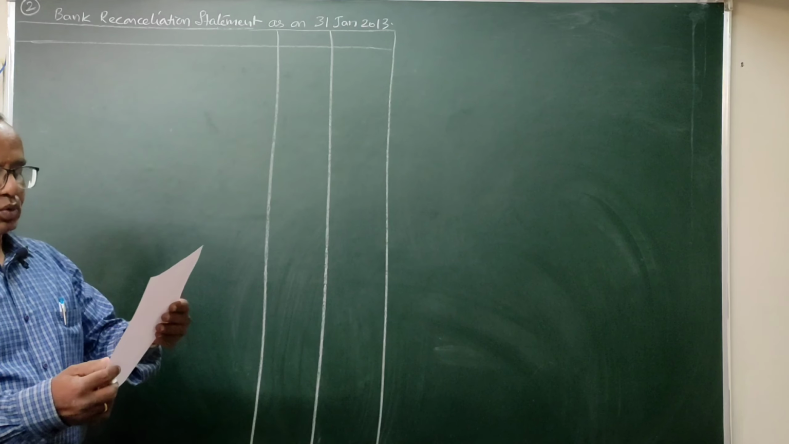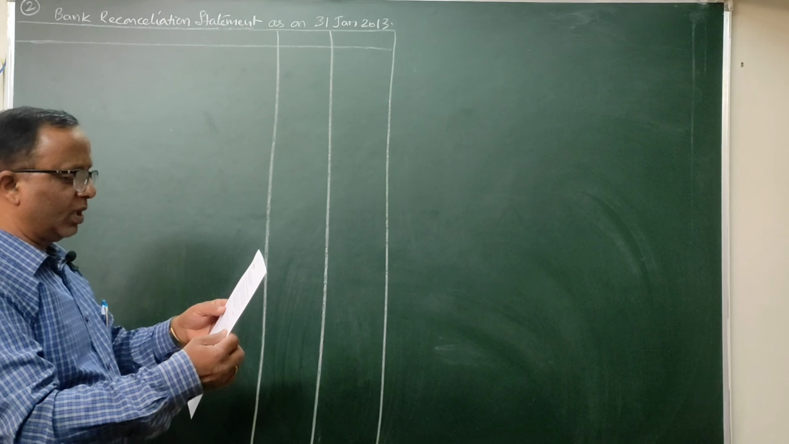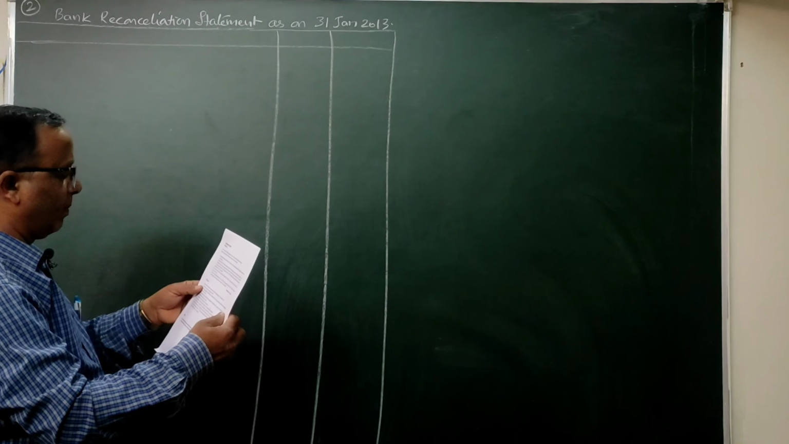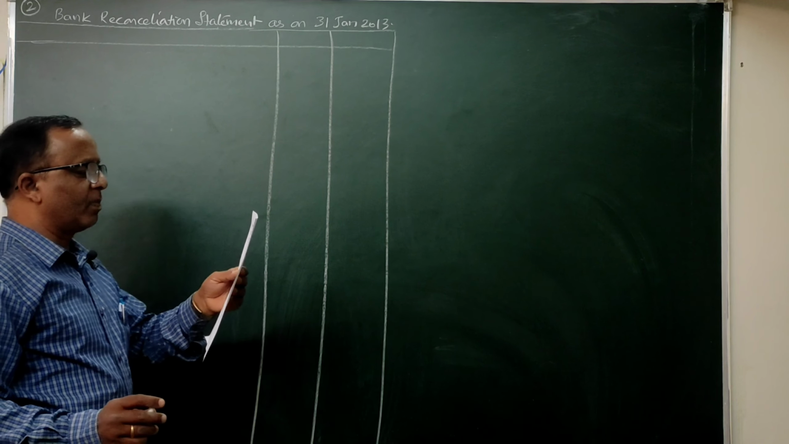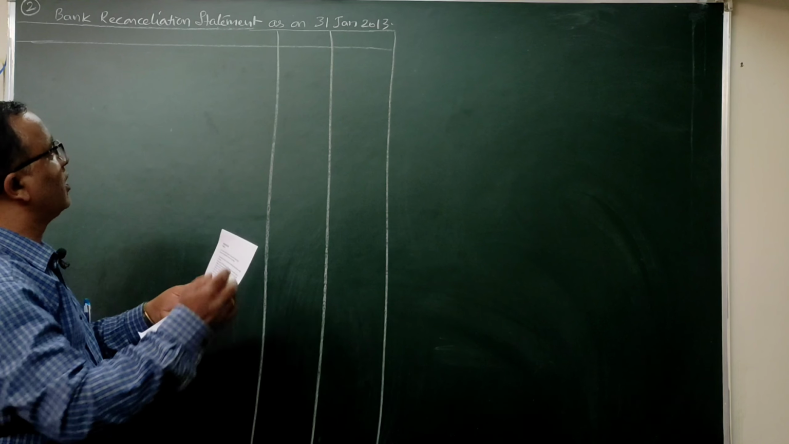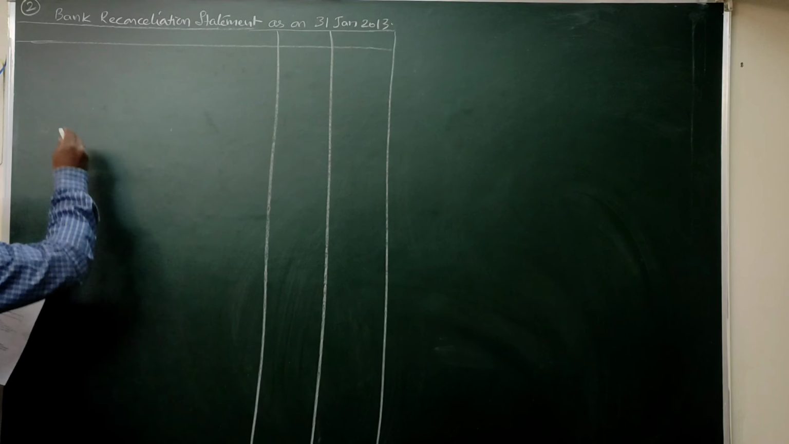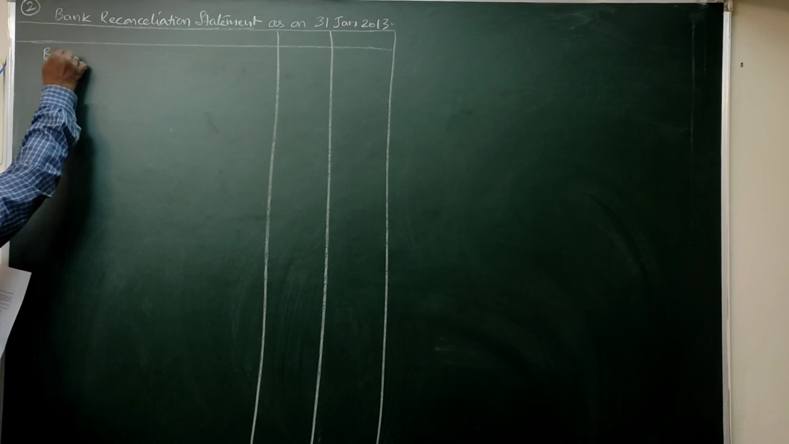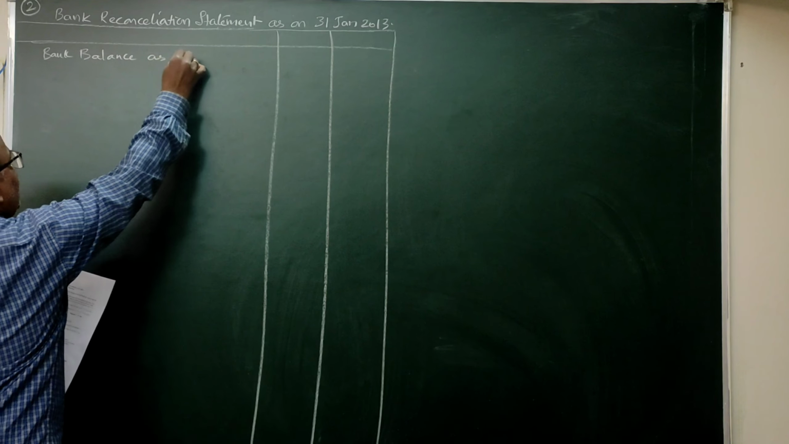As I have told you, please go through the description. Then you will know the problem, which problem we are doing, so that you will be able to follow me. See, prepare bank reconciliation statement. Second problem: prepare bank reconciliation statement from the following on 31st January 2013. So the bank balance as per cash book is given. So write down bank balance as per cash book.